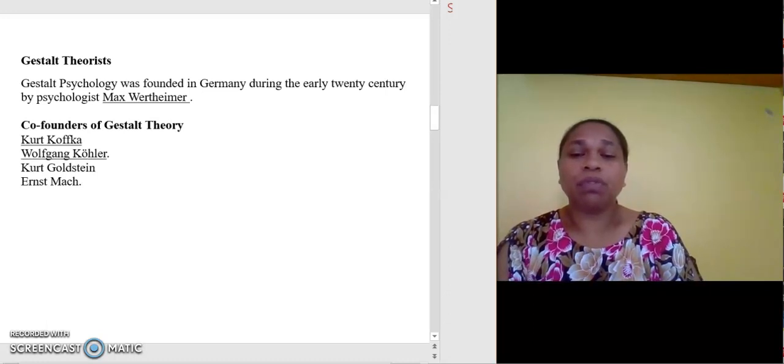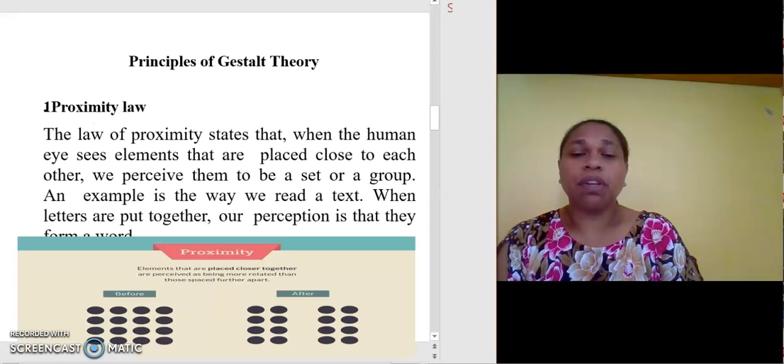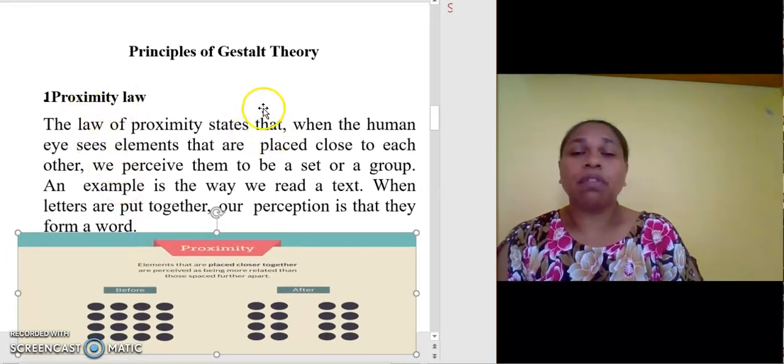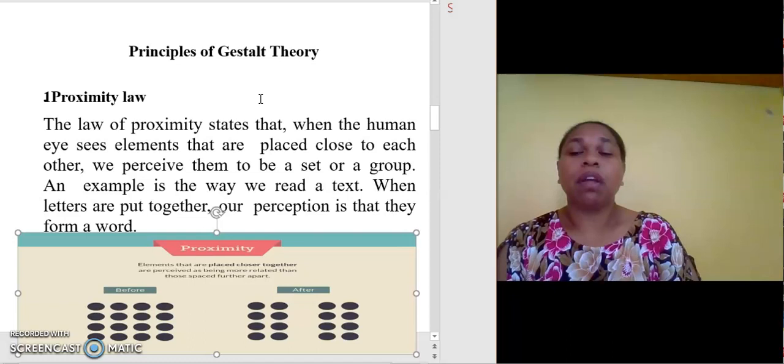Let's move on to the principles of Gestalt theory. After Gestalt psychology was founded, Koffka, one of the key co-founders of Gestalt theory, published the principles of Gestalt psychology, and he presented the Gestalt theory and its principles. The following principles from Gestalt psychology describe the way human perception works and how humans give meaning to the objects and events around them. So these principles are often referred to as Gestalt laws.